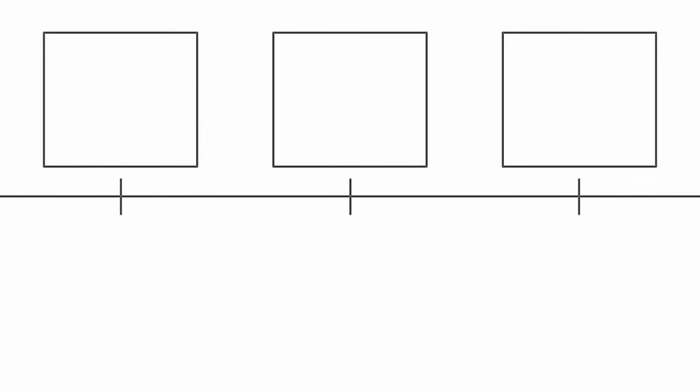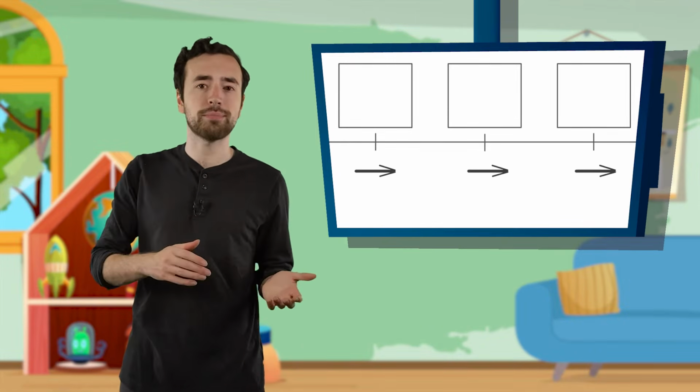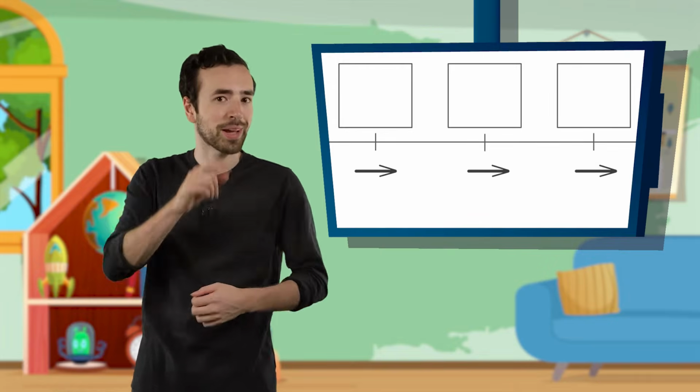Some timelines might use words or dates to tell us more about the events they show, but I'm going to add these boxes so that we can use the amazing pictures I took. We also read timelines from left to right, just like a book or a calendar.